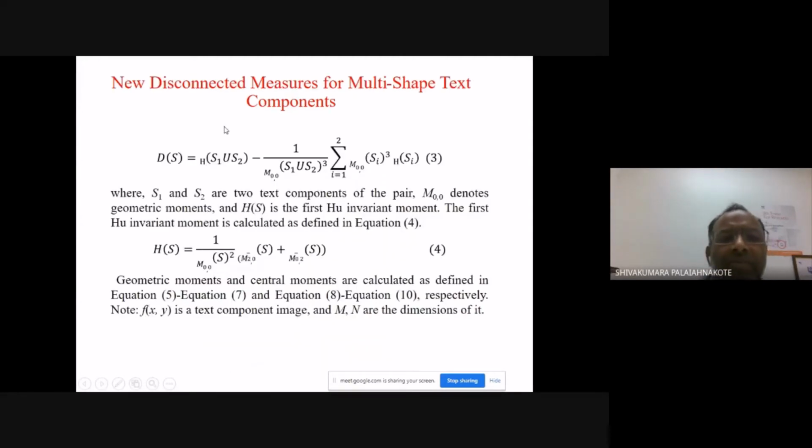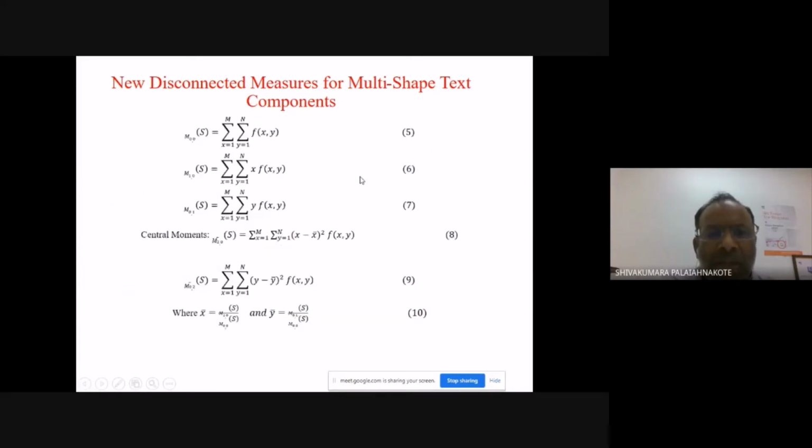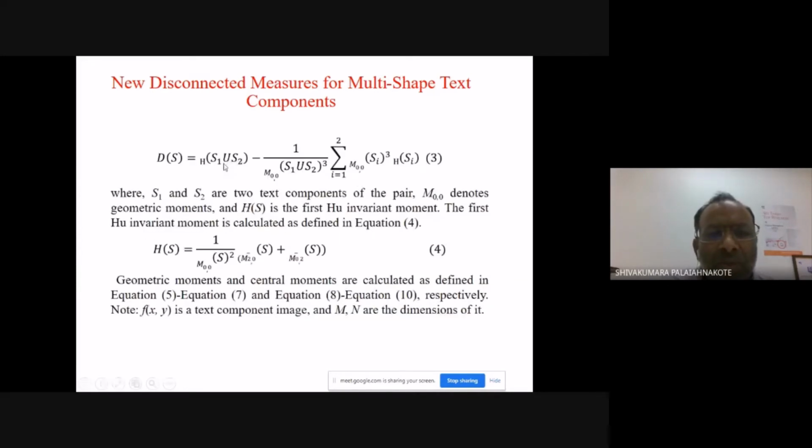Now what is happening? We are trying a disconnectedness measure. This is the Hu invariant moment, something like the geometric moments formula. It was proposed for studying or measuring disconnectedness. That concept is not ours; it's already there. Now we are trying to use this kind of concept. So what does this formula expect? Pair information. That means S1 and S2, the two components. We want two components.